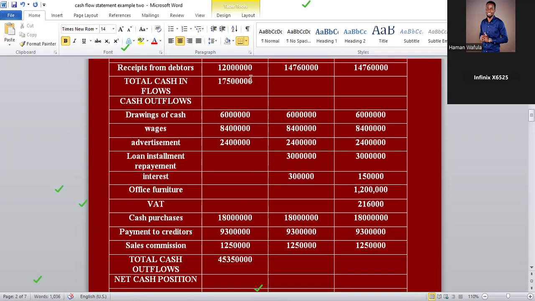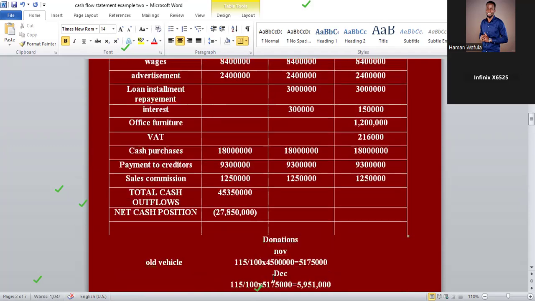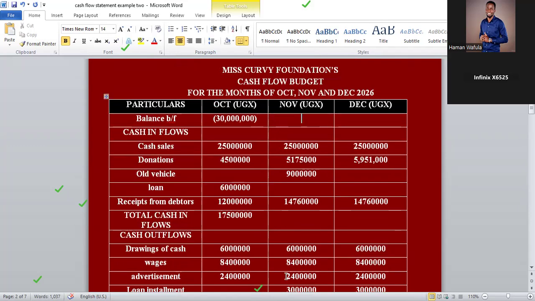So now you see our inflows are smaller than the outflows, so we are going to get a negative net cash position. Let's now subtract the inflows, 17,500,000 minus 45,250,000. So we shall get in brackets 27,750,000. So this net cash position, we take it to the next month.